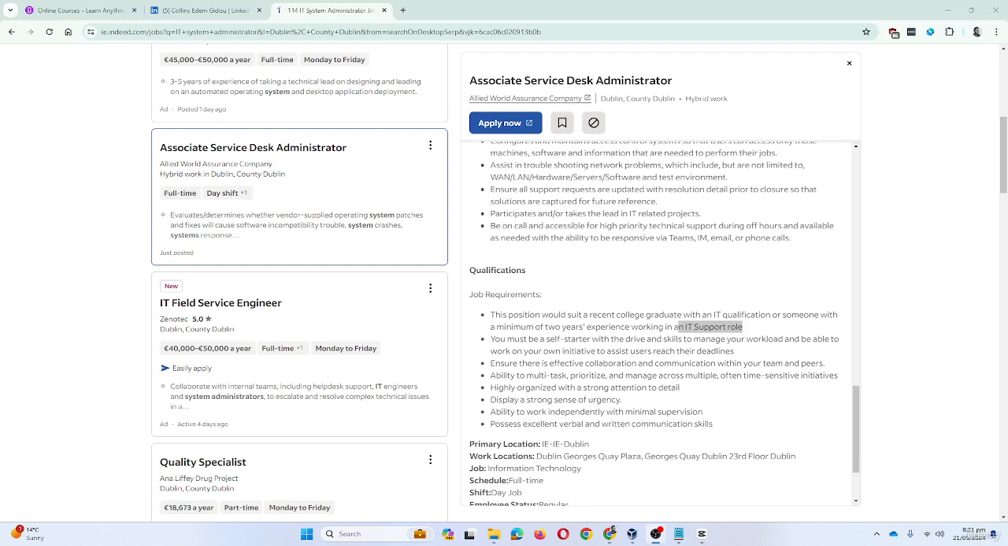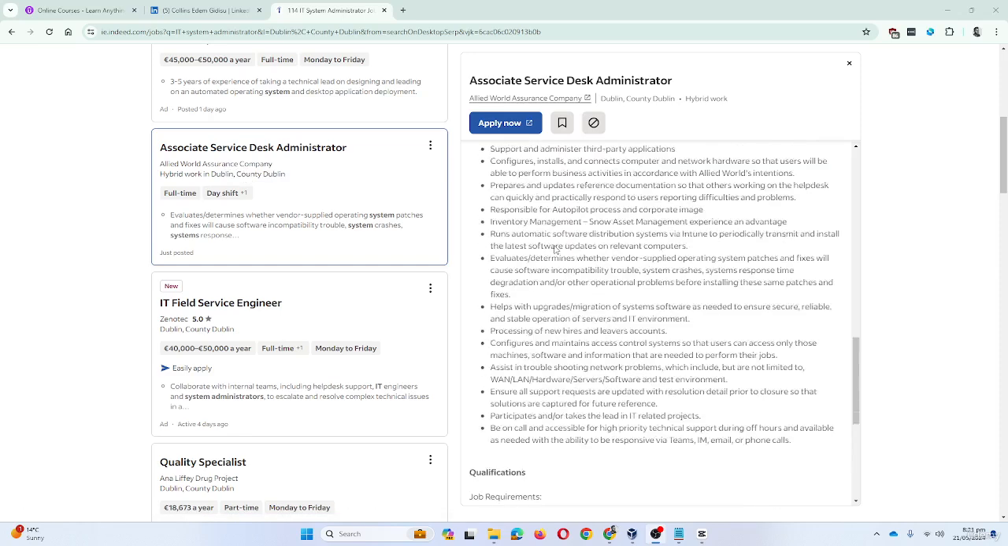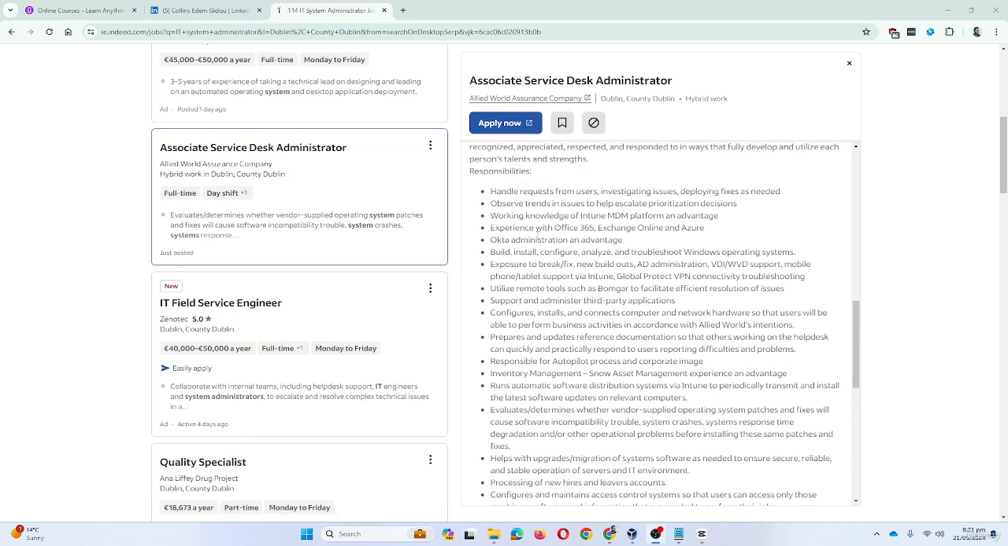I am on Indeed at the moment, and I have this job, for instance, that says Associate Service Desk Administrator. You'd realize some of the tasks you'd be asked to resolve are to build, install, configure, analyze, and troubleshoot Windows operating systems. You need experience with Office 365. You need to have a working knowledge of Intune device management.